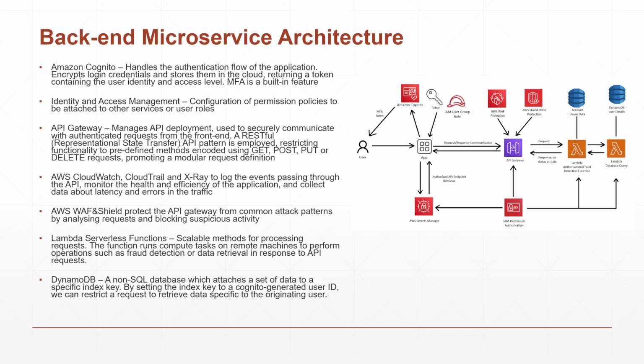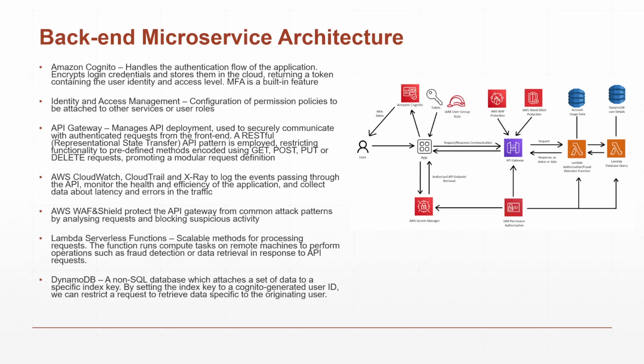And then here we have the backend microservice architecture. So when the user interacts with the app, it will first connect to Amazon Cognito, which handles the authentication flow of the application, encrypts the login credentials, stores them in the cloud, and in response to correct credential validation, it returns a token containing the user identity and their access levels. And multi-factor authorization is also a built-in feature of Amazon Cognito.